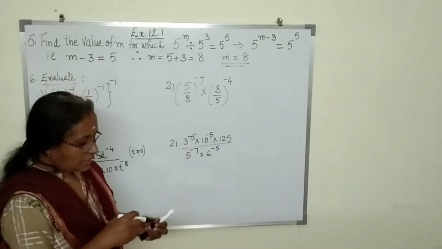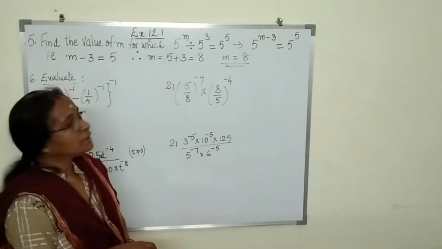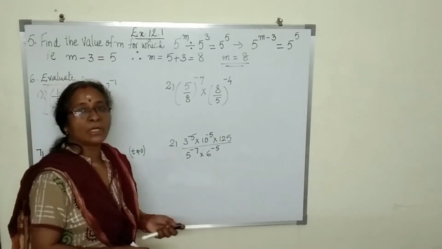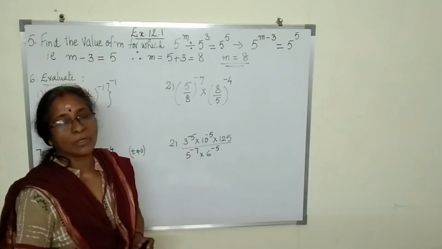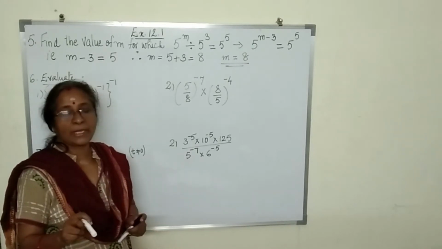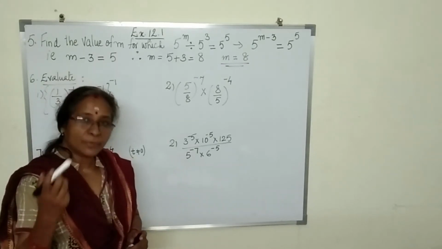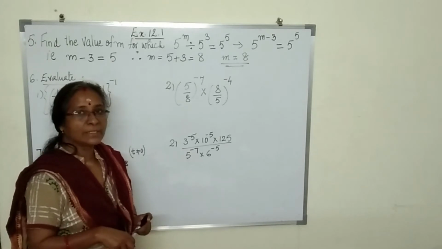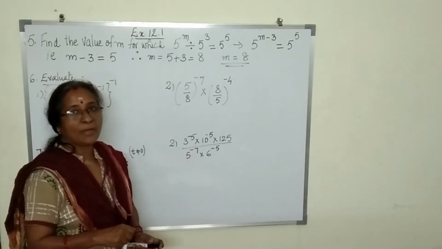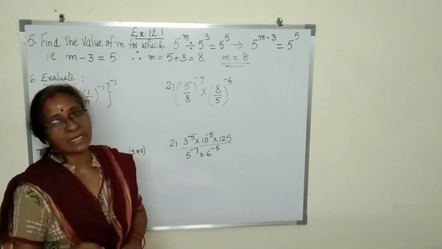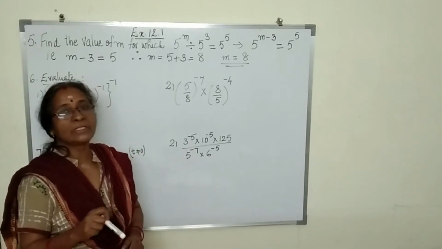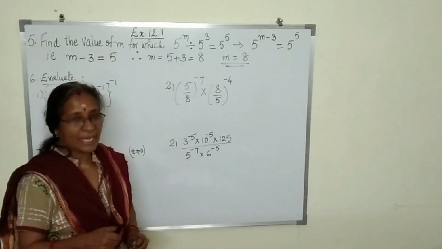Okay. Whenever two powers are equal and their bases are equal, then the exponents will be equal. And if two powers are equal and their exponents are equal, then the bases also will be equal. That means two powers are equal when their bases and exponents are equal.